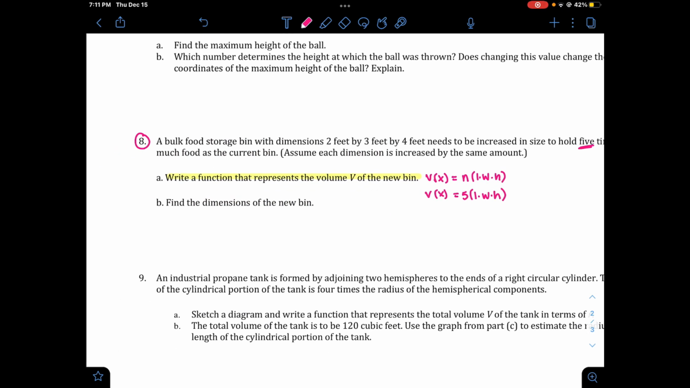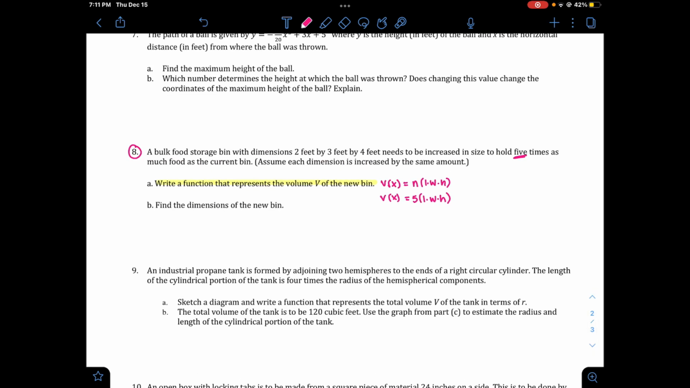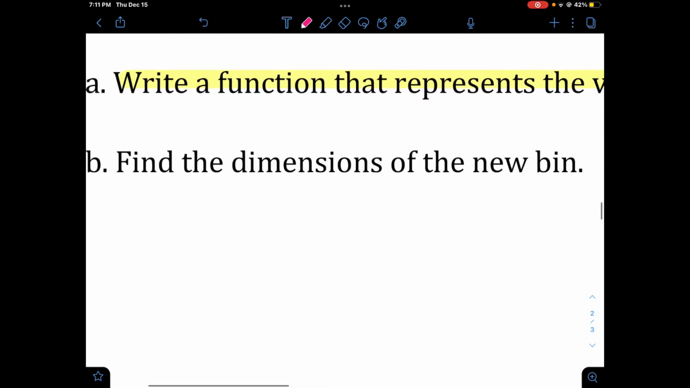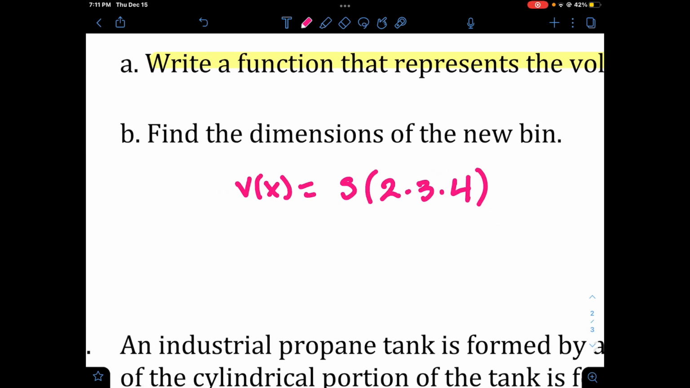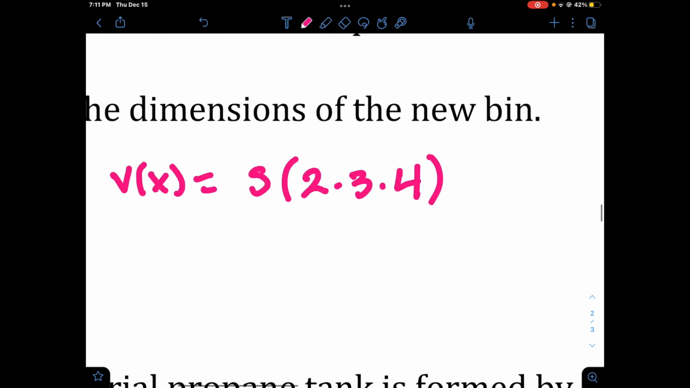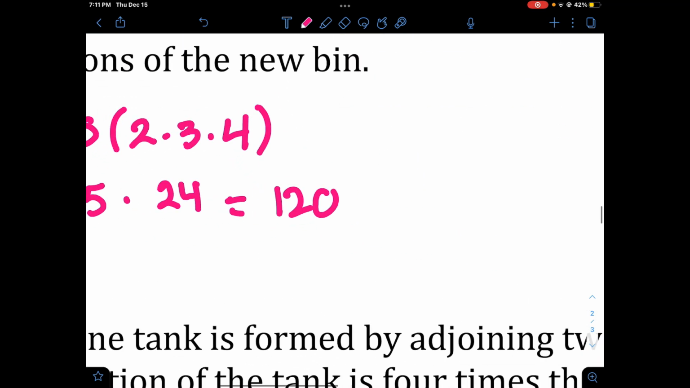So now we need to solve. Now that we know it's 5, to solve, we're just going to do V of x equals 5 times 2, times 3, times 4. Using PEMDAS, we have to solve the parentheses first. So it's going to be 6 times 4, which is 24, and then times 5, which is going to be 120. So the volume of the new bin is going to be 120 feet cubed.